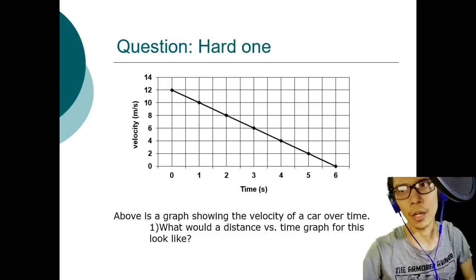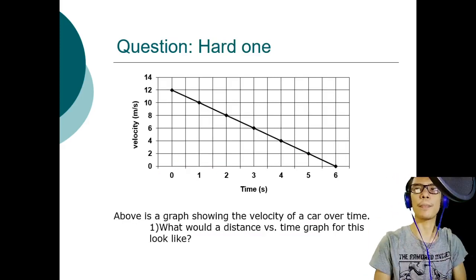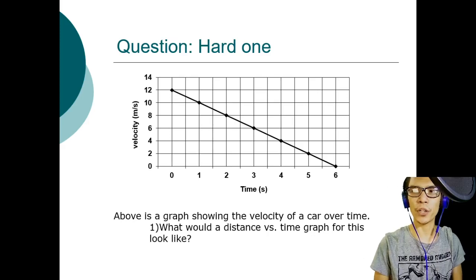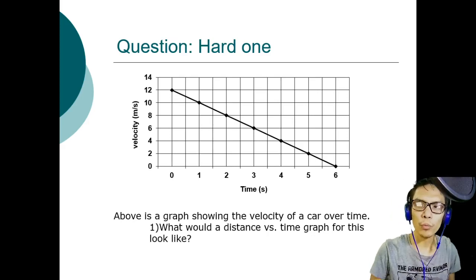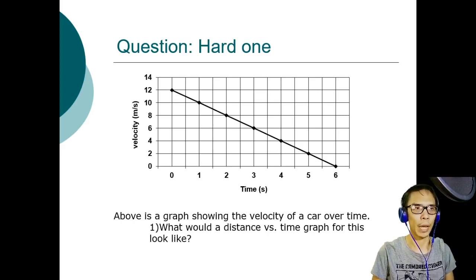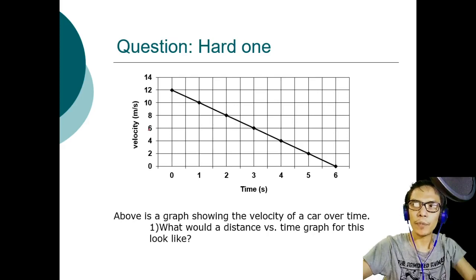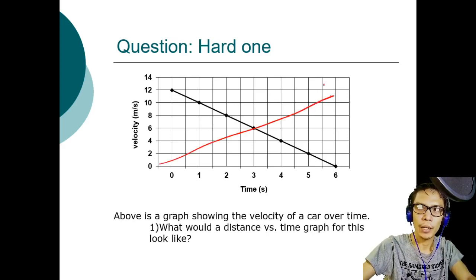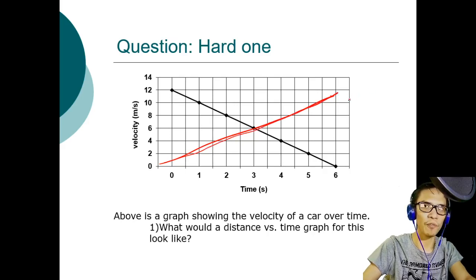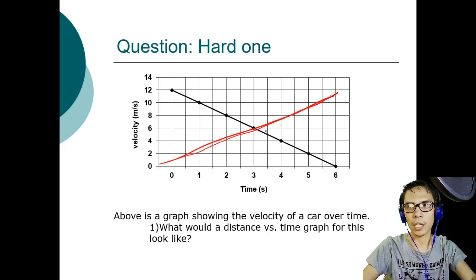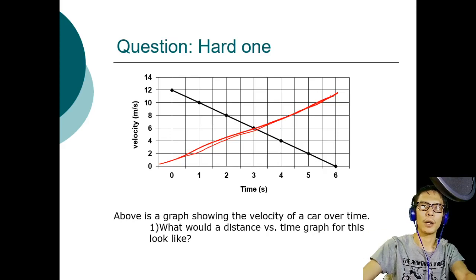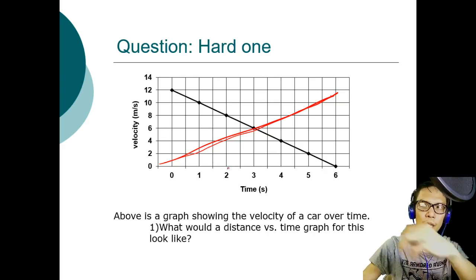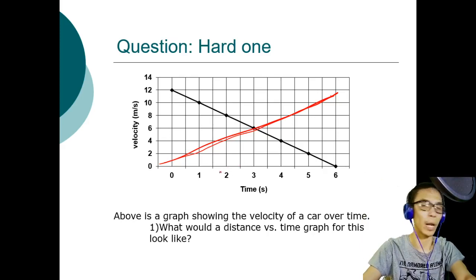Alright, so let's take a look at this one. What is the graph? This is the graph of velocity versus time. What would the distance versus time of this graph look like? If the graph is going this way, it is an increasing velocity, or rather, a constant velocity. So what does the graph look like if it is a distance versus time graph?